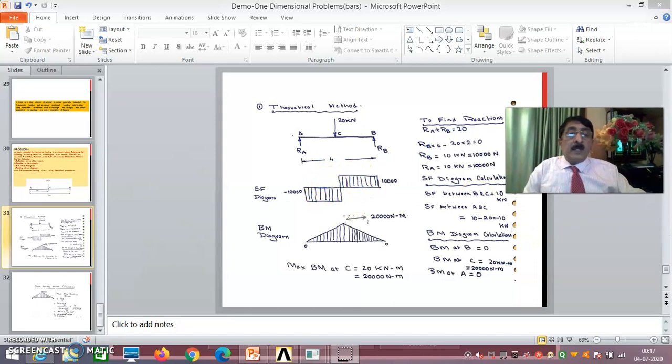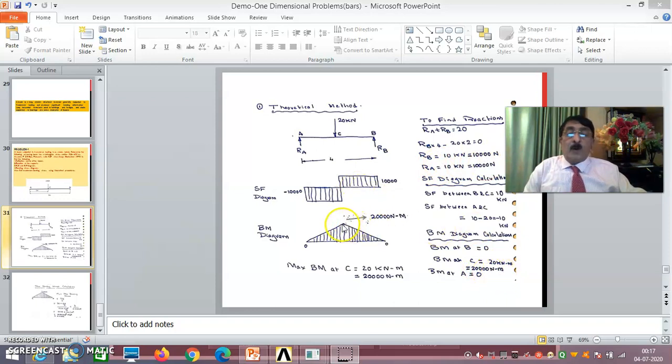In the same way, please understand, RA and RB are the supports. At those portions, bending moment is 0. Bending moment at C will be maximum because it is at the middle. Naturally, it will be maximum at the center. Bending moment at C is RB into 2. RB is actually 10,000. 10,000 into 2, that is 20,000 Newton meter, or 20 kilonewton meter.